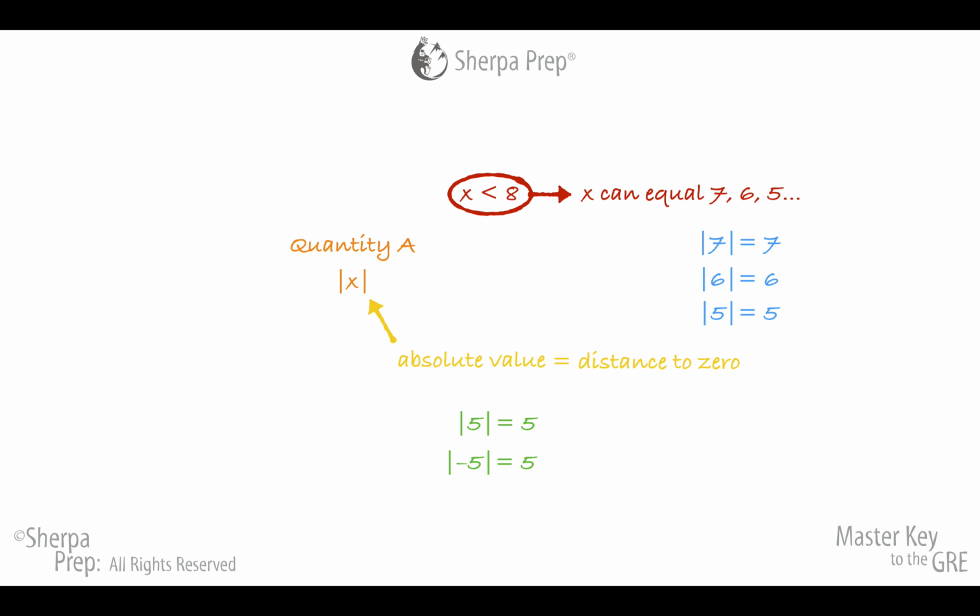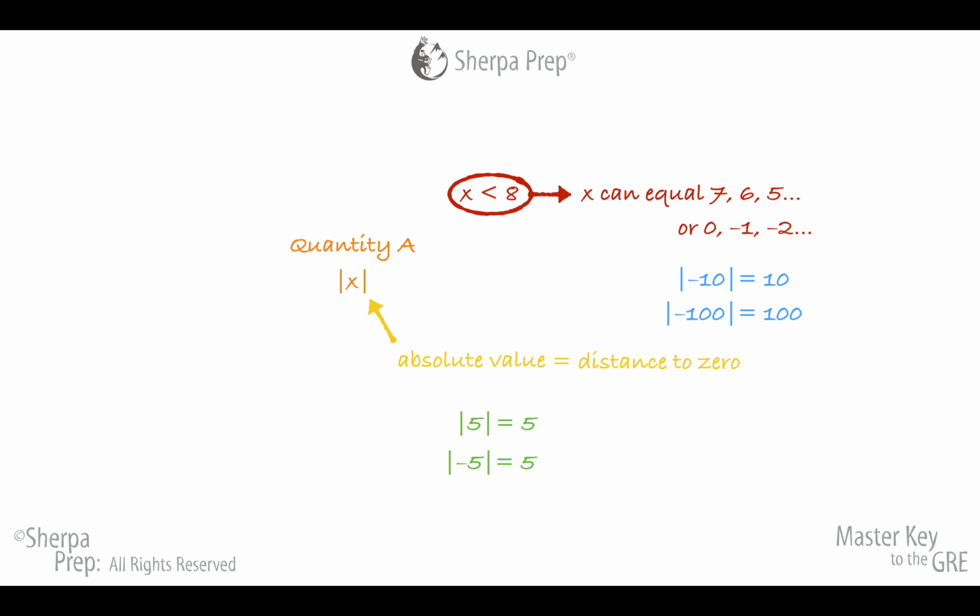X could be decimals, or it could be 0, or it could be negative values, right? These are all things less than 8. For example, x could be -1, or -10, or -100. And notice this, if we put, say, -10 in absolute value brackets, we get a value of 10. If we put -100 inside absolute value brackets, we get an absolute value of 100.